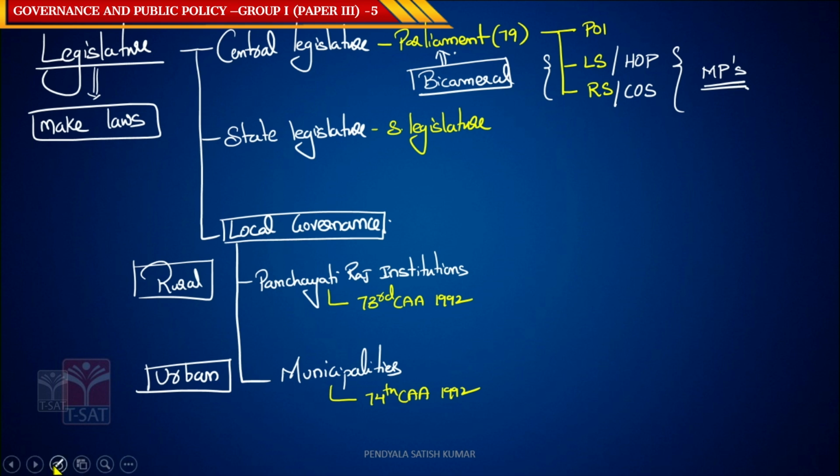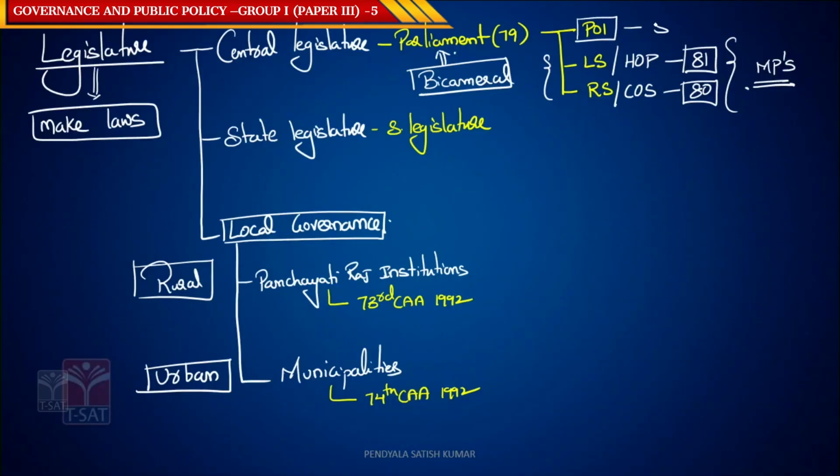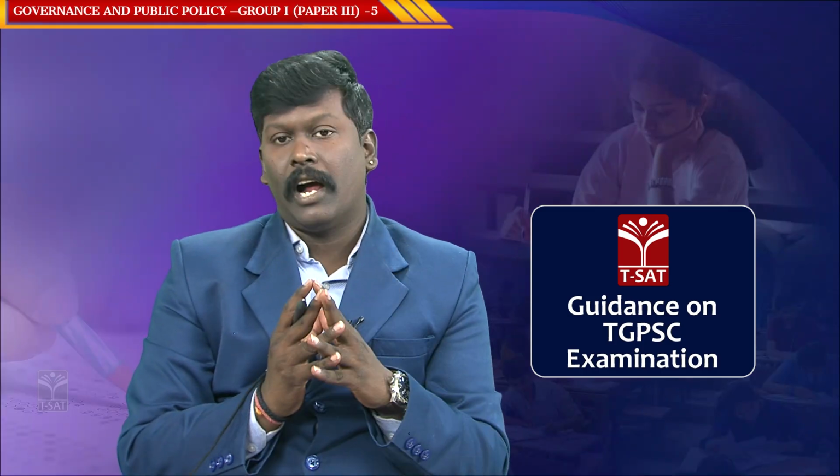Let me also add one more point so that it will be more clear, because the question also talks about constitutional provisions. Article 81 talks about the composition of Lok Sabha. Article 80 talks about the composition of Rajya Sabha. Article 52 of the constitution says there shall be a president for India.